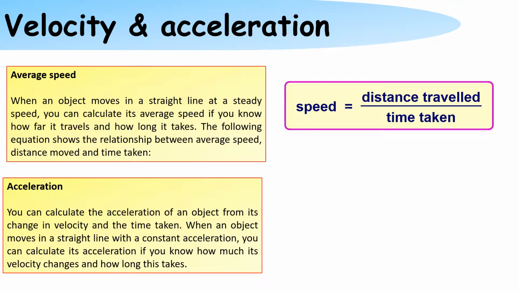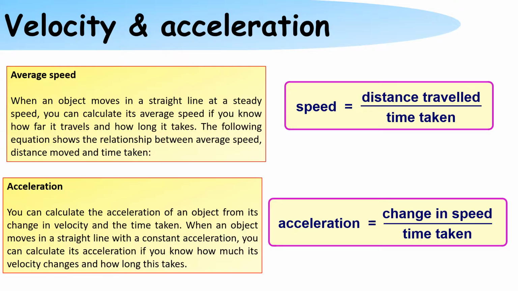You can calculate the acceleration of an object from its change in velocity and the time taken for this change in velocity. When an object moves in a straight line with a constant acceleration, you can calculate its acceleration if you know how much its velocity changes and how long this takes. The equation for this is acceleration is equal to change in speed divided by the amount of time taken.